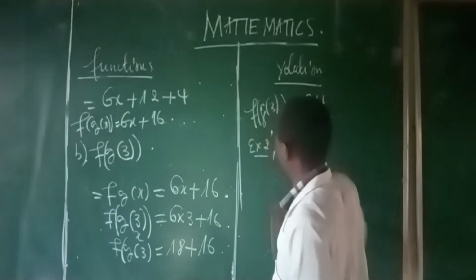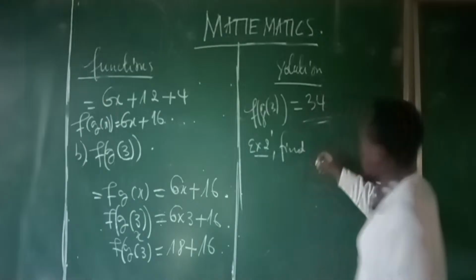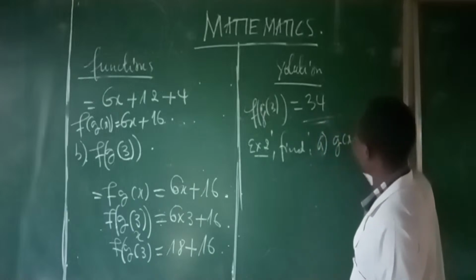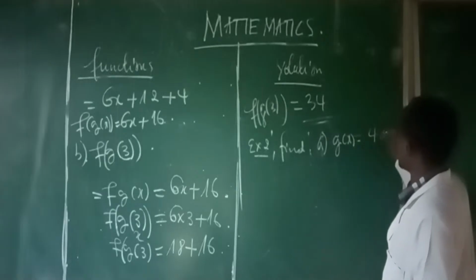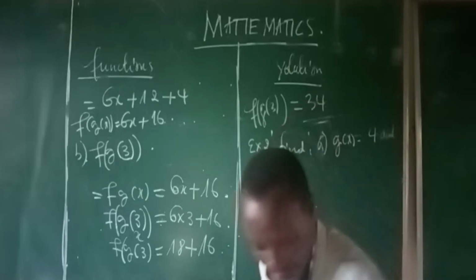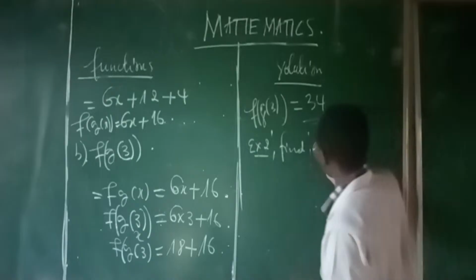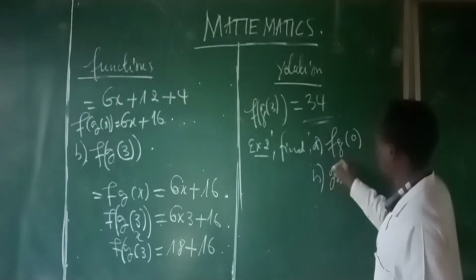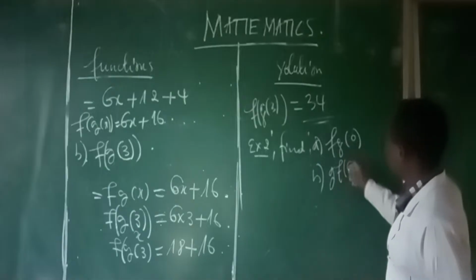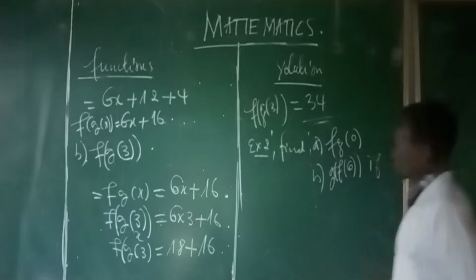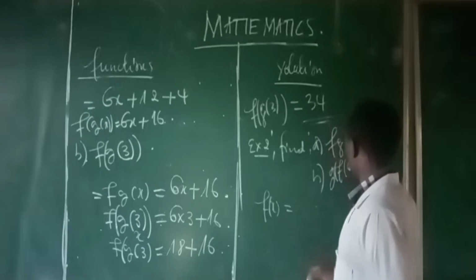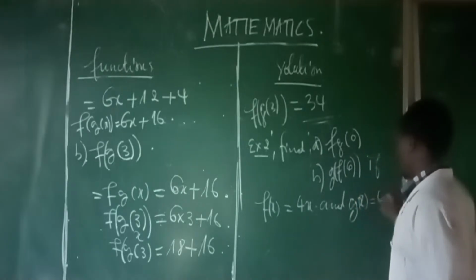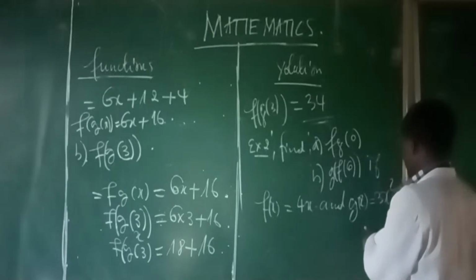Another example is example number 2. You have to find f of g of 0, and B, g of a function which is 6, if f of x is equal to 4x and g of x is equal to 3x squared. Right?